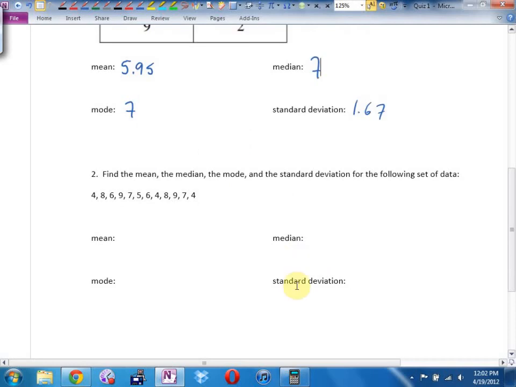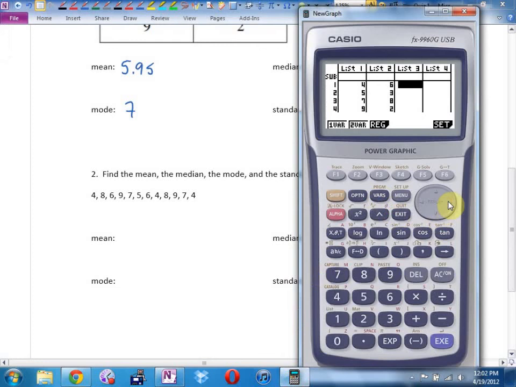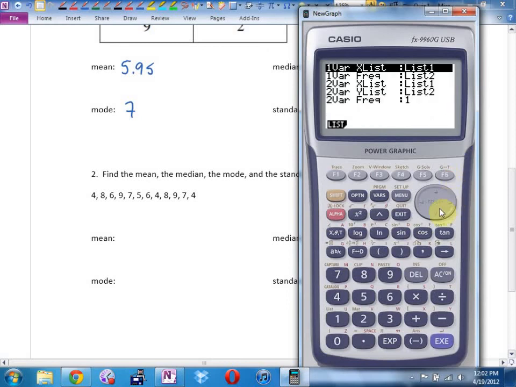I also expect you to be able to handle it when there's only one of everything. I'm going to type this in list 3. So here's a list of data: 4, 8, 6, 9, 7, 5, 6, 4, 8, 9, 7, 4. I need to set the table. I type mine into list 3. How many of everything was there in this list? 1. How do I show that? Pick F1, frequency of 1.